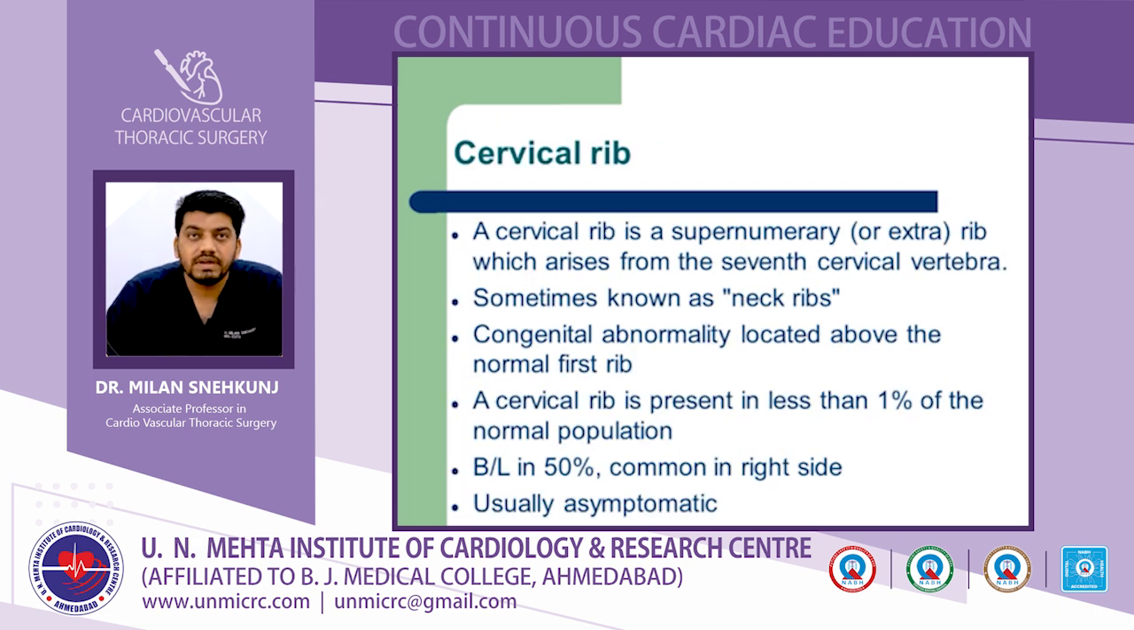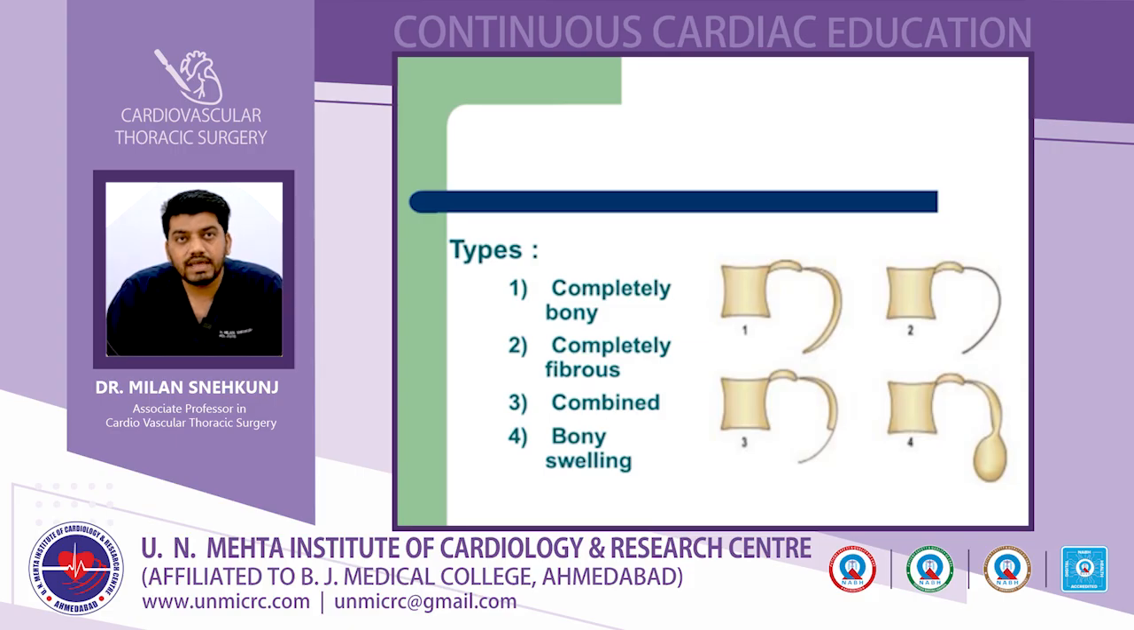So what is a cervical rib? It is an extra rib which arises from the 7th cervical vertebra, also known as a neck rib. It is a congenital abnormality located above the normal first rib. A cervical rib is present in less than 1% of the population, bilateral in 50%, and common on the right side. It is usually asymptomatic. There are 4 types of cervical rib: completely bony, completely fibrous, combined, and bony swelling. Type 3 is the most common, which is partly bony and partly fibrous.